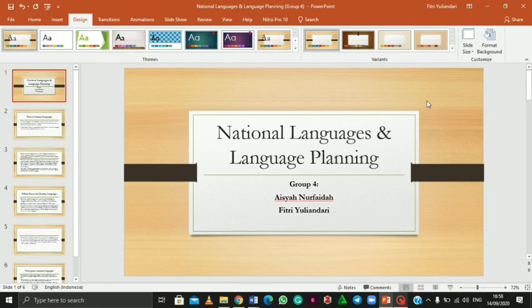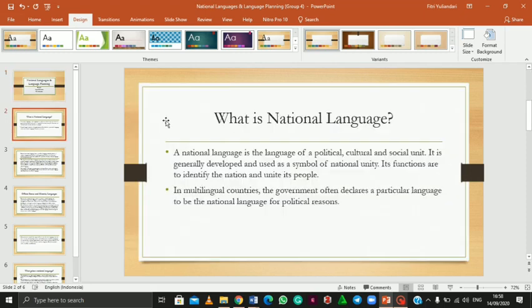Today we would like to present about national languages and language planning. Special thanks to Mr. Farhan for letting us present the materials of sociolinguistics. I am Fitri Yuliandari as the first speaker and Aisyah Nurfaidah as the second speaker. Now I, Fitri Yuliandari, as the first speaker, would like to present about national languages.